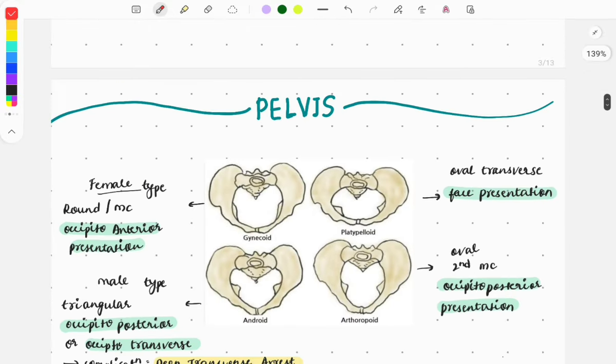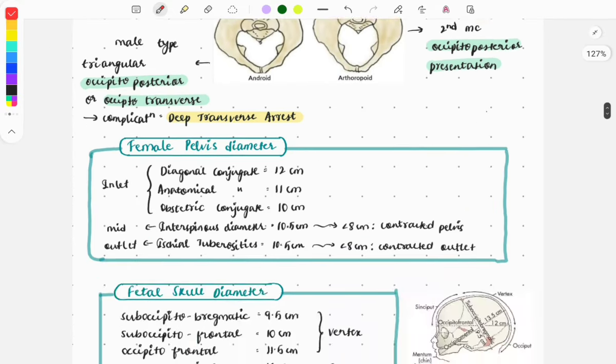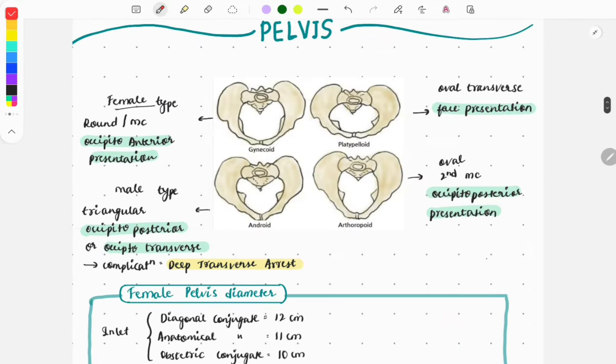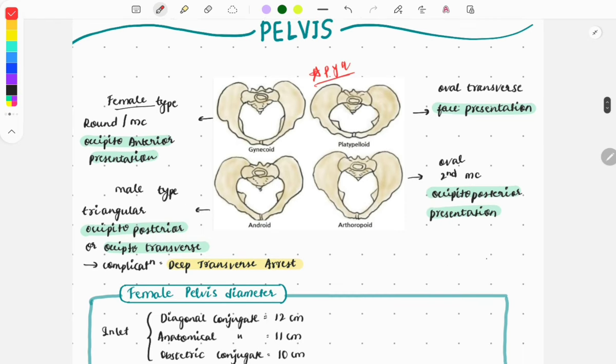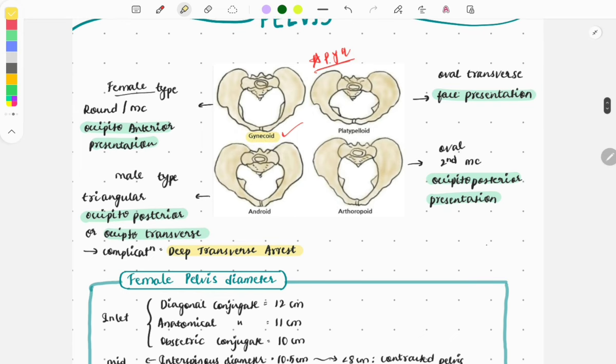Then moving on, we will now discuss the types of the pelvis and their diameters. This is a very important and repeat topic, because questions are frequently asked on this, mainly images, so you need to look at the images also. There are 4 types of the pelvis, and the first type, the gynecoid, is the most common, seen in females, and you can see here that the inlet is round, and by looking at this you can differentiate it from the others. The anterior posterior diameter appears to be equal.